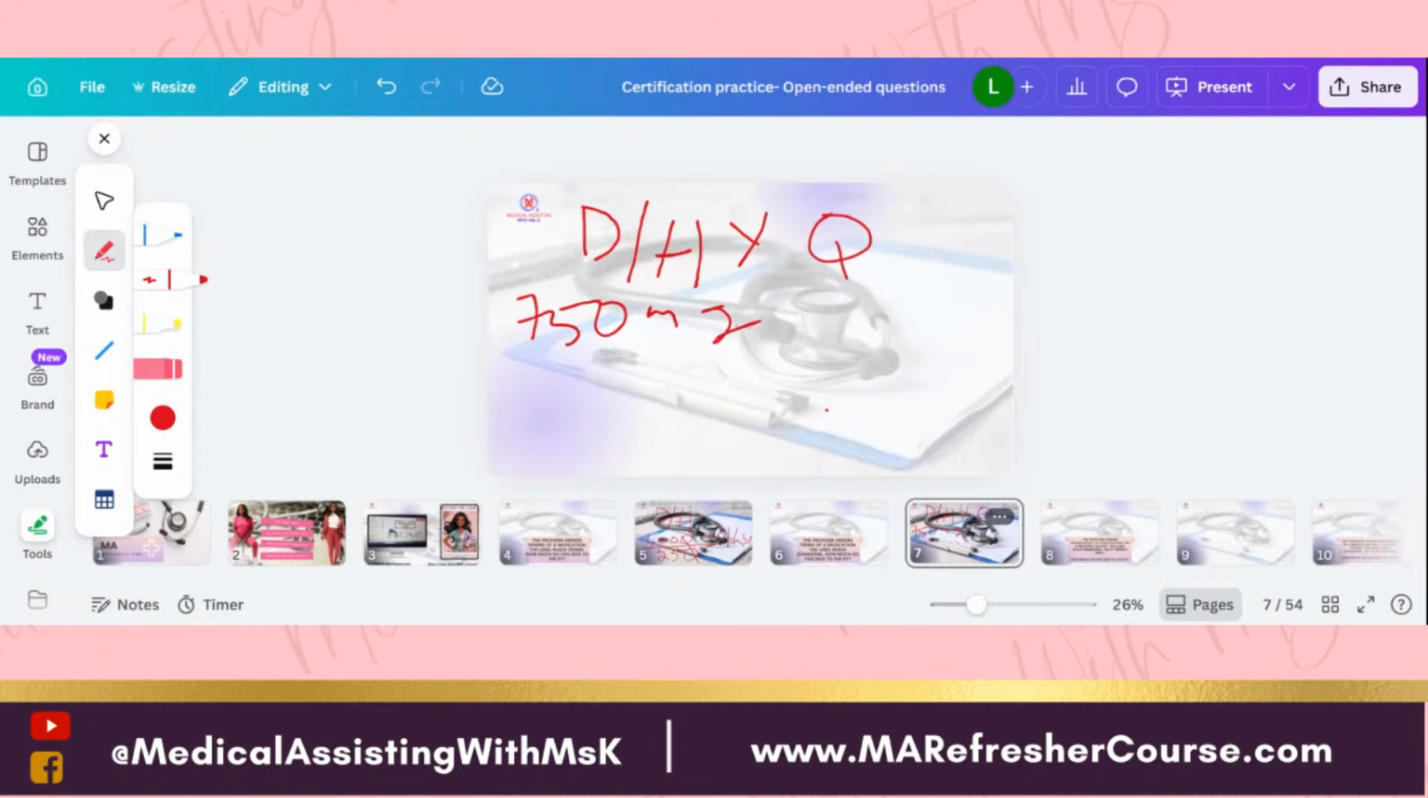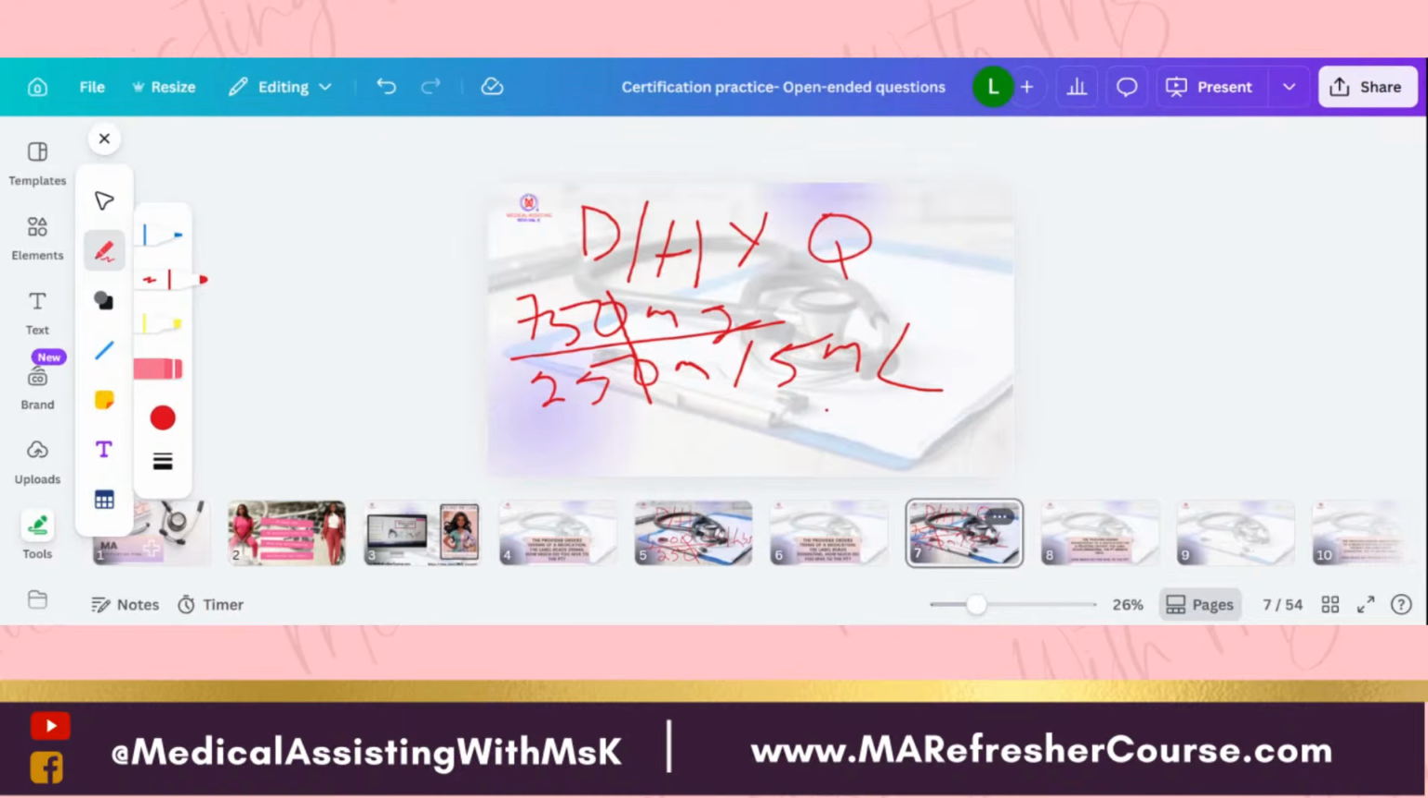When you went to the cabinet, it said 250 milligrams per 5 milliliters. So all we do here, same thing. We're going to divide what the doctor wants by what we have on hand. We're going to cancel out that 0. So instead of dividing 750 by 250, we're dividing 75 by 25, which is what?